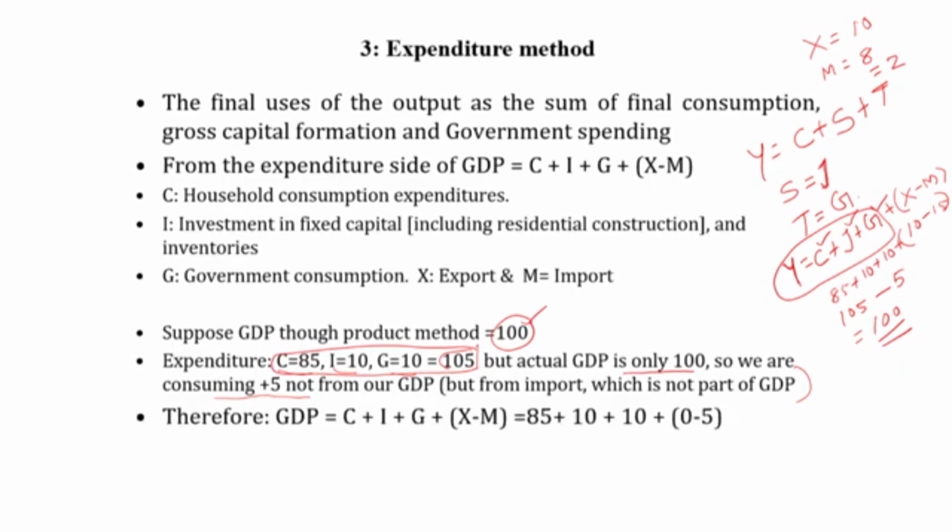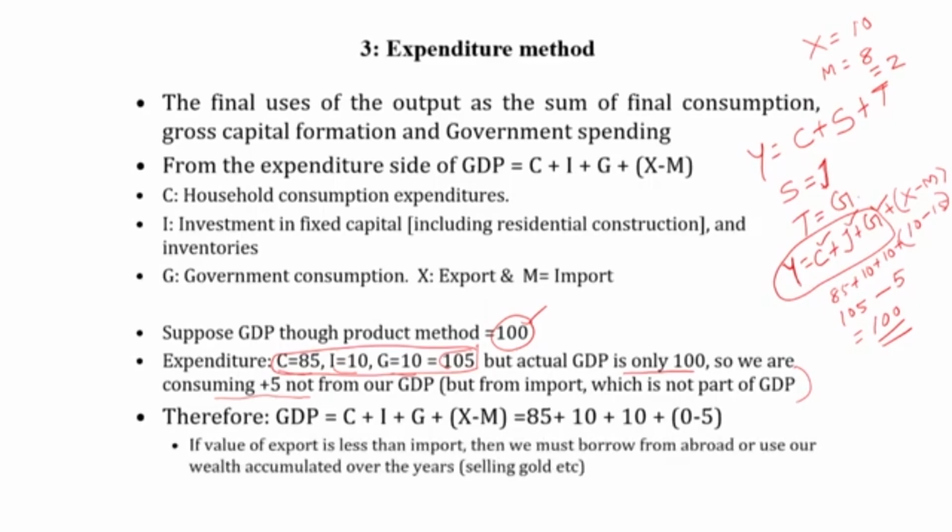So to summarize this one, the GDP measurement is the example which I have given here. From this example, you can see that the total expenditure calculated using this method gets us the GDP for this country. Then practically in your mind a question comes: suppose our income is only 100, but when we see the total expenditure here it is 105. So if the value of export is less than import, then we must borrow from abroad or use our wealth accumulated over the years, like selling gold, to finance this expenditure.